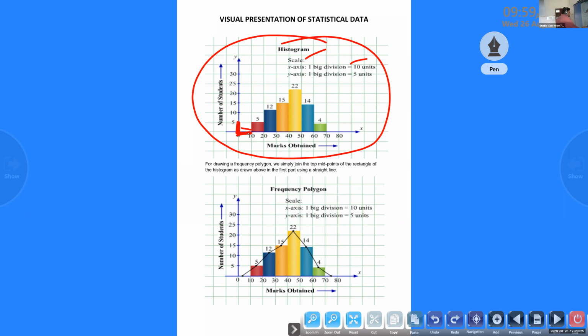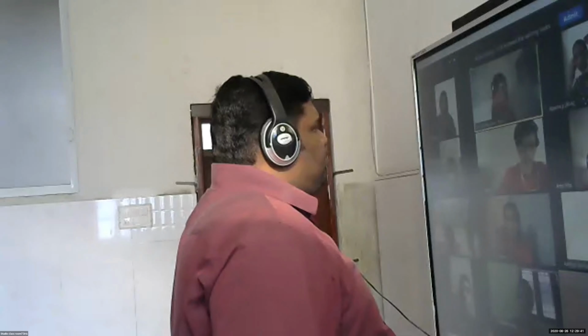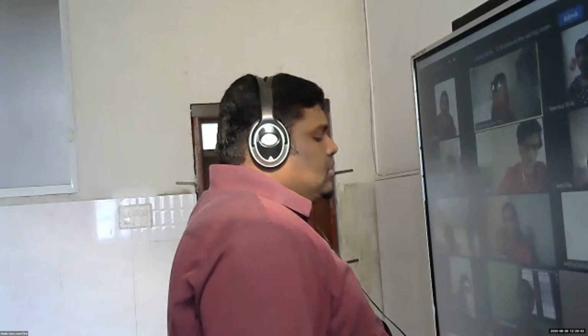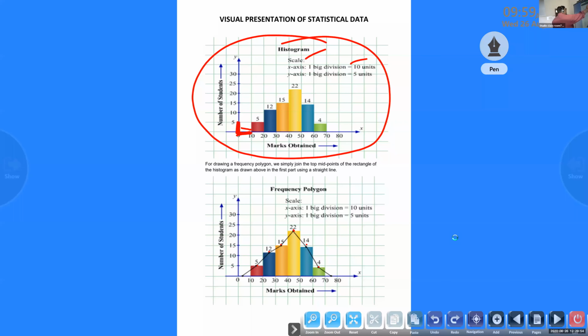We want to find out the midpoint of the rectangles. How to calculate that? How to calculate the midpoint? Any idea? We already discussed. What is the method to calculate? Upper class limit plus lower class limit divided by 2. Simple method it is. So easily we are able to find it. Here you can see that 10 plus 20 divided by 2 is equal to 15, right?